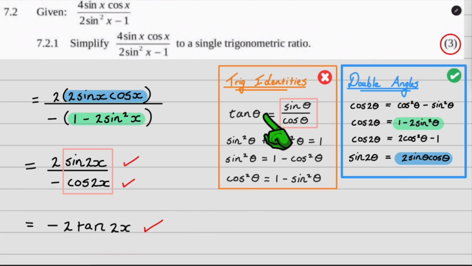And the 3 marks will come from using your double angles in these 2 steps. That gets you the first and second mark. And the last mark comes from tan, well, your final answer, minus 2 tan 2x.